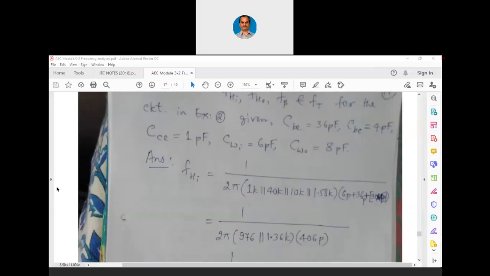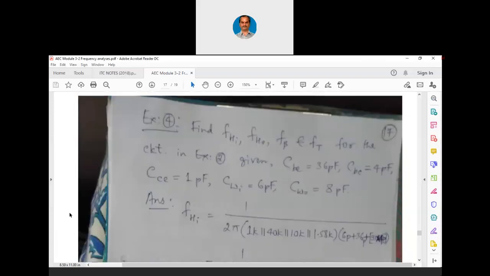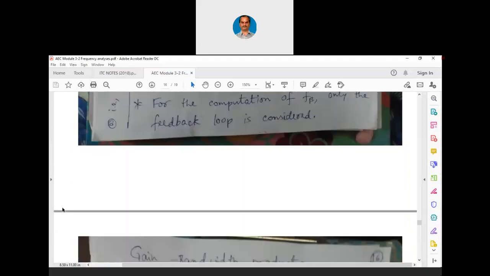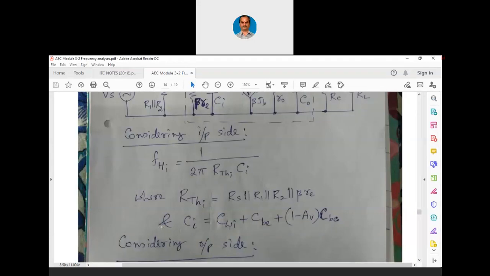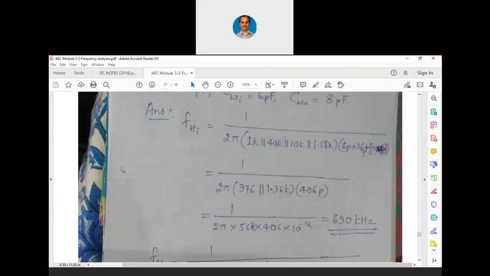So substituting all the values, 1 over 2 pi into 1k RS parallel with R1, parallel with R2, parallel with beta into RE. And then adding all those capacitances, you can see that 1 minus AV into, what was the equation there, 1 minus AV into that particular CBC. So we are substituting all that, 6P plus 36P, that is all picofarad, plus 91 into 4 picofarad. It is 1 minus AV, isn't it? I hope so. Let me recall, for FHI, it is 1 minus AV into CBC, correct. So substituting all that value, we will get this FHI as 690 kilohertz.